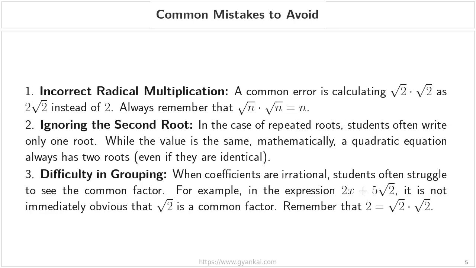Finally, there is often difficulty in grouping when radicals are involved. As we saw in our step-by-step example, when you are looking at an expression like 2x plus 5 root 2, it might not be immediately obvious that root 2 is a common factor. If you're stuck, try rewriting the integer part. Remember that 2 can be expressed as the square root of 2 multiplied by the square root of 2. This little trick can help you reveal the common binomial factor.